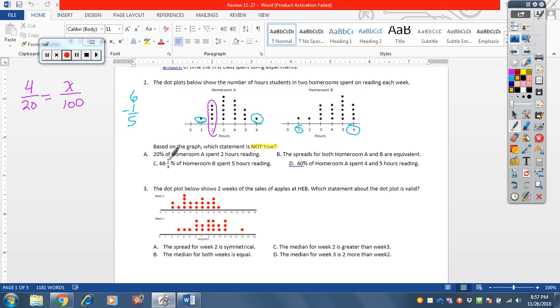C says 66 2/3% of homeroom B spent 5 hours reading. So let's look at 5 hours reading. 1, 2, 3, 4, 5, 6 out of 1, 2, 3, 4, 5, 6, 7, 8, 9, 10, 11, 12, 13, 14, 15, 16, 17, 18, 19, 20. So 6 out of 20 is what percent? That'll tell you if C is true or not.